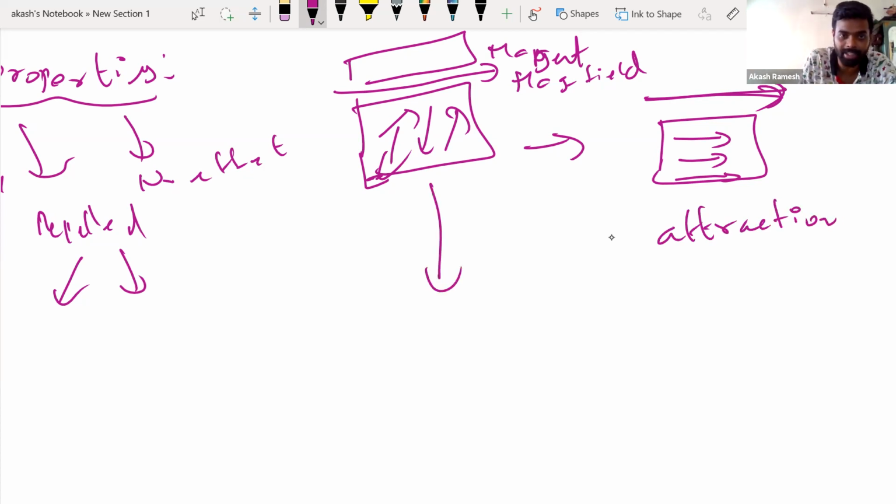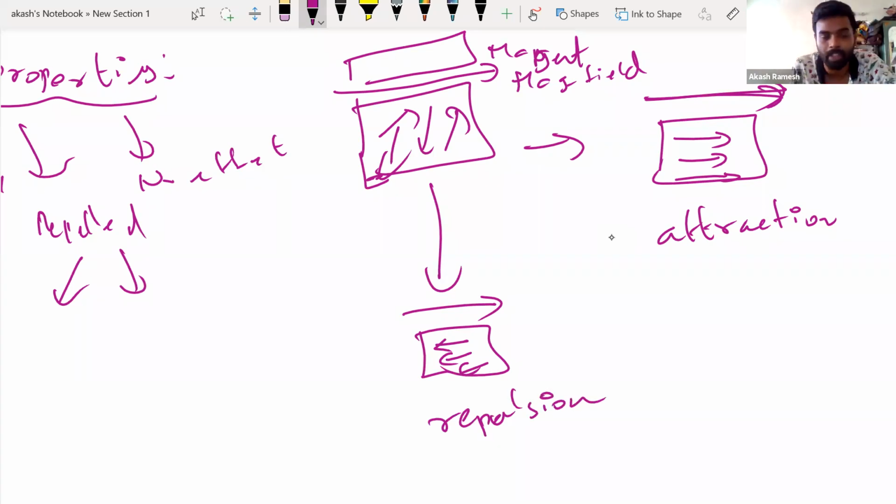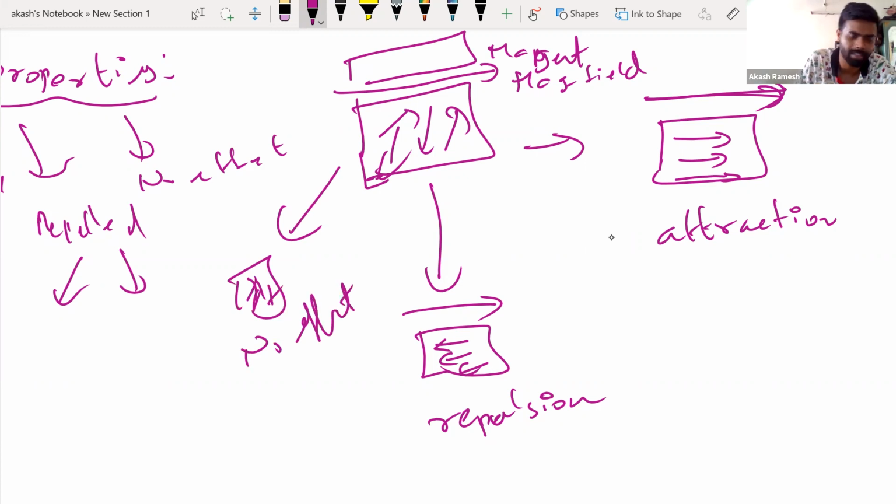The other possibility is, when I bring a magnet and say this is the direction of the magnetic field, the electrons can align themselves in the opposite direction of the magnetic field. Now this is my repulsion. The same direction, aligning themselves, is attraction. If they align themselves in a different direction, it is repulsion. And if nothing happens, if in the presence of the magnetic field it still stays randomly oriented, that is no effect. That particular compound has no magnetic properties.